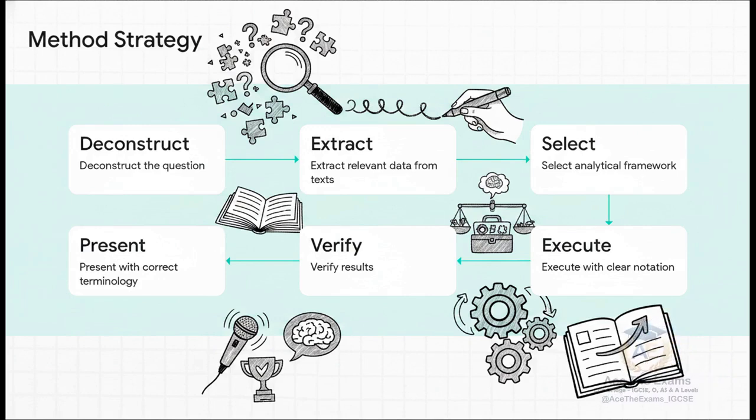Extract the relevant data from your stimulus materials. Step 3, select your analytical framework. Are you comparing? Are you contrasting? Step 4, execute your explanation clearly and logically. Step 5, verify your reasoning on the fly. Does what you just said actually make logical sense? And finally, step 6, present your findings using the correct, subject-specific terminology.